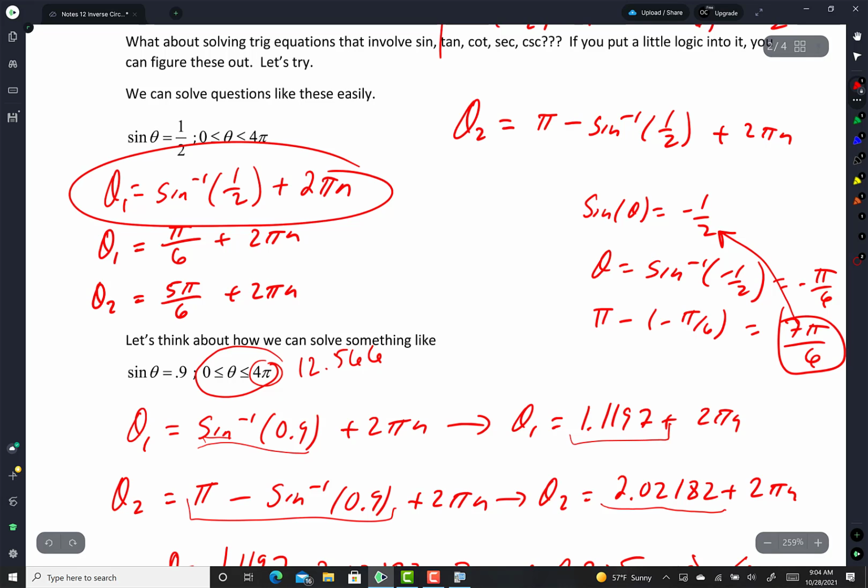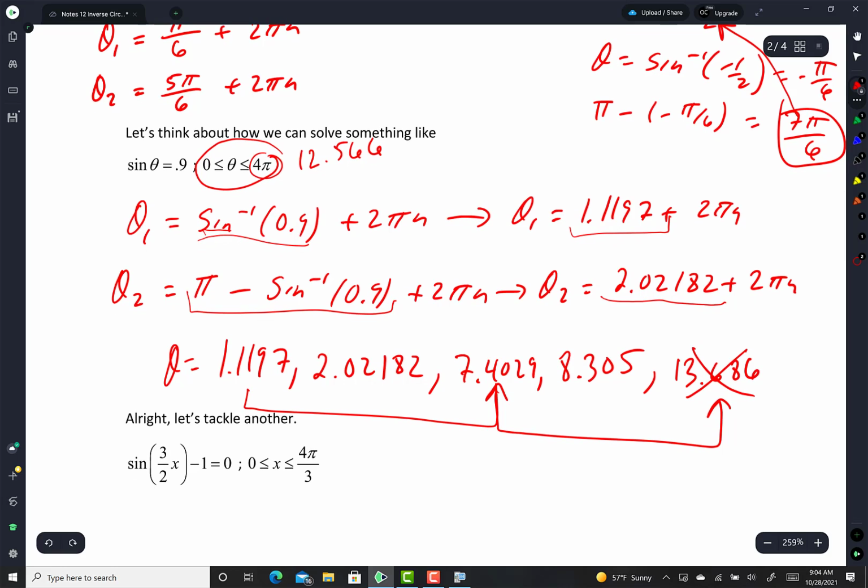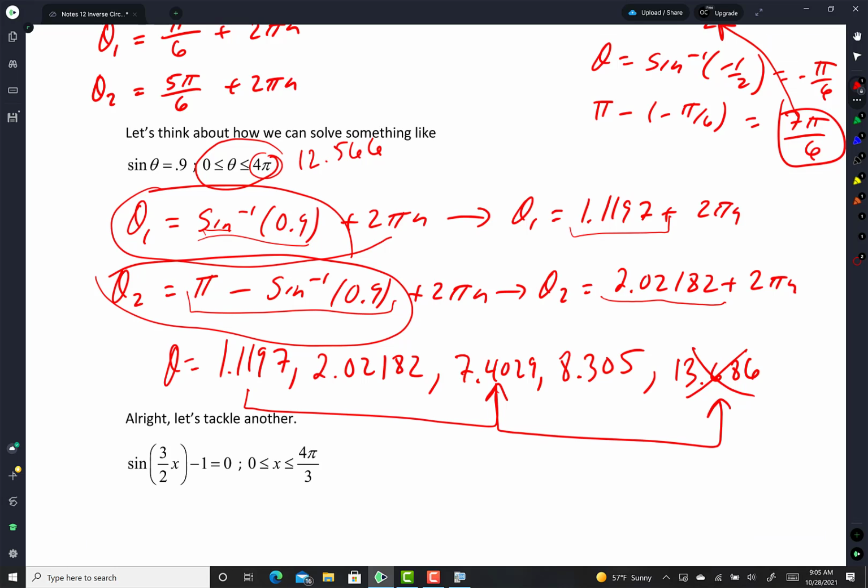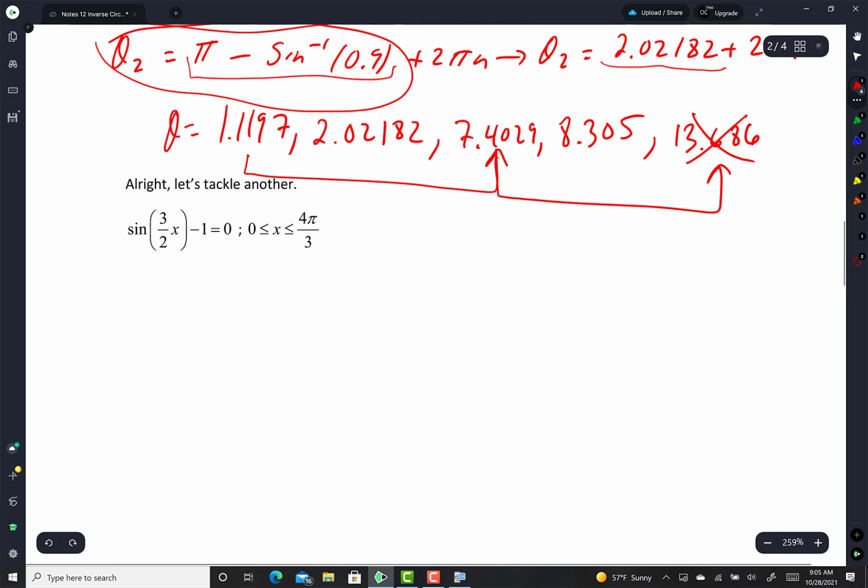Does that make sense, guys? So if you learn nothing else today, theta 1 equals arc sine of whatever will give you one answer, and then pi minus arc sine of whatever you got the first time around will give you the second answer. Cool? Okay, so here we go.